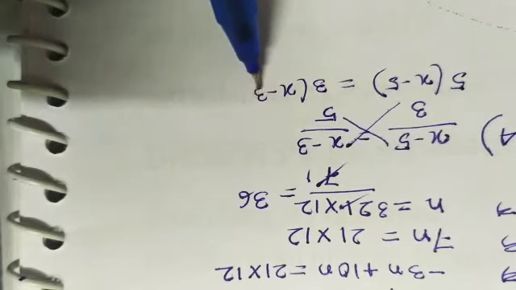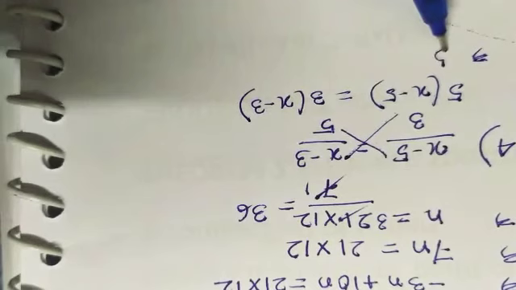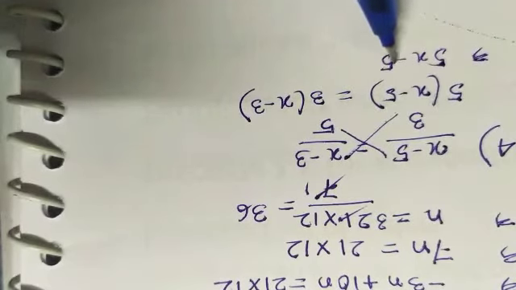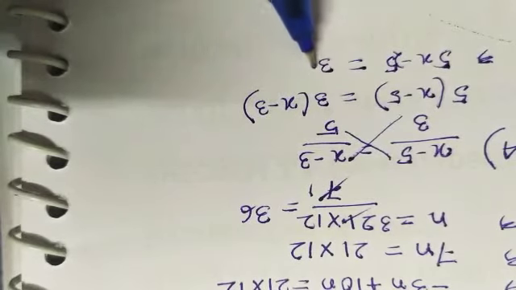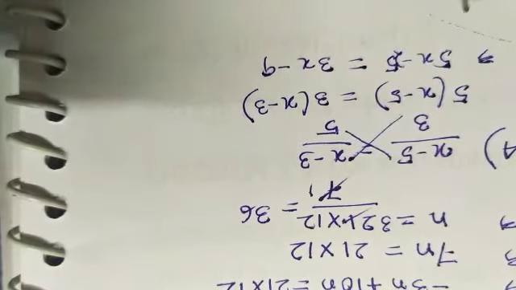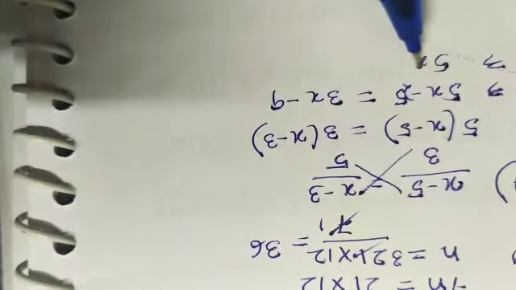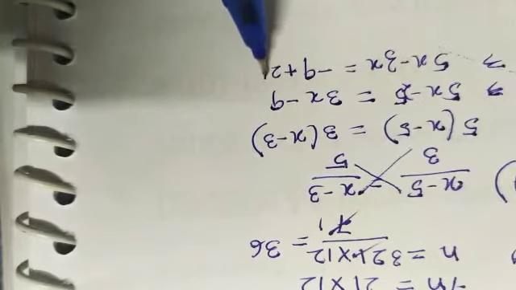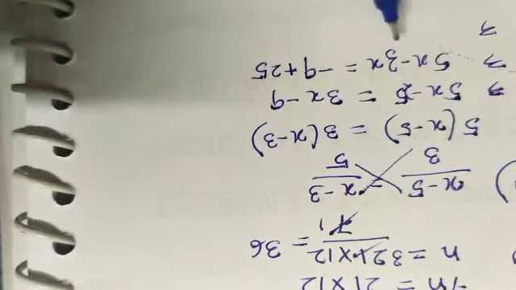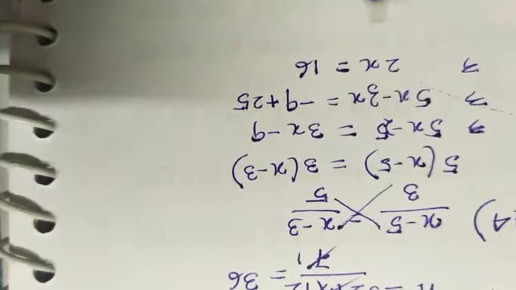equals 3 into x minus 3. Then it becomes 5x minus 25, as 5 into 5 is 25. Similarly, here also we are getting 3x minus 9, as 3 into 3 is 9. So ultimately we have to take all the x terms towards one side: 5x minus 3x equals minus 9 plus 25. Now we know that 5 minus 3, we are getting 2x here. So put it as 2x equals plus 16.